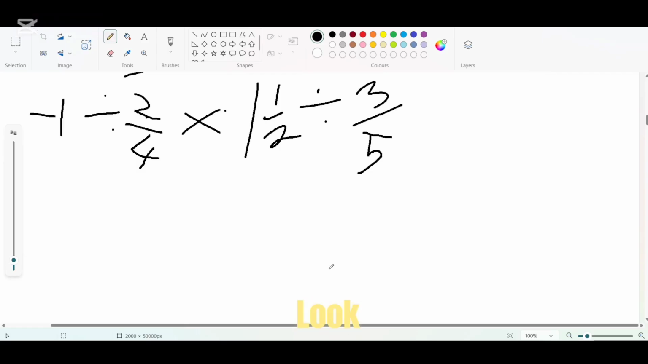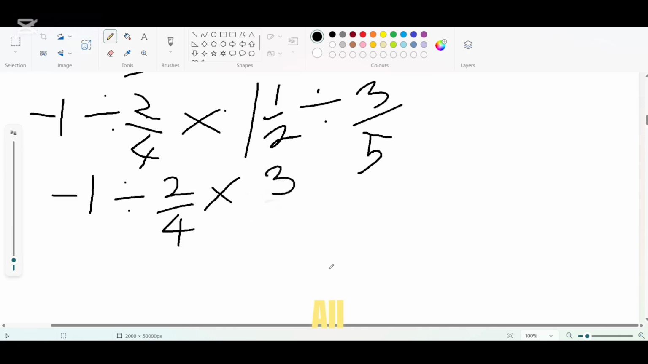Okay, looking at this question, we want to solve this problem. Now, this is going to be minus 1. First thing we should do is to convert the mixed fraction back to improper fraction. So that's the first thing we are going to do. 2 all over 4 times 3 all over 2.